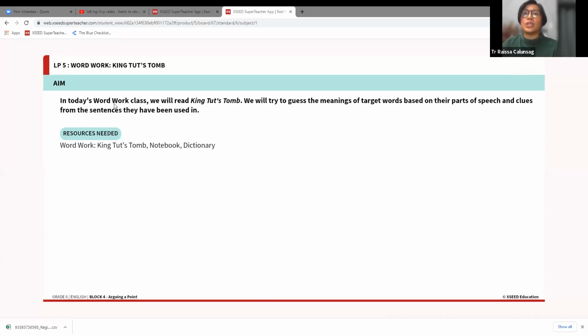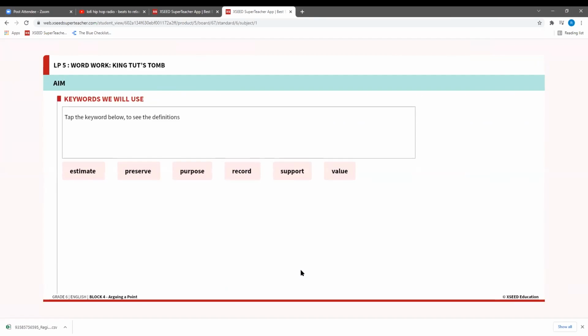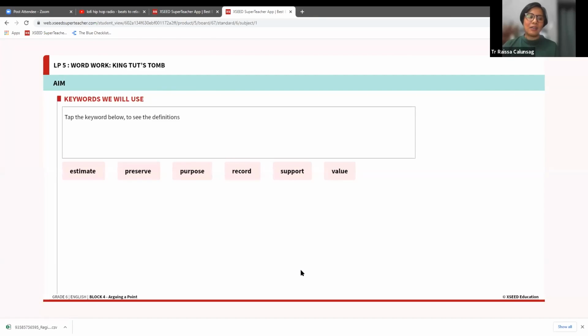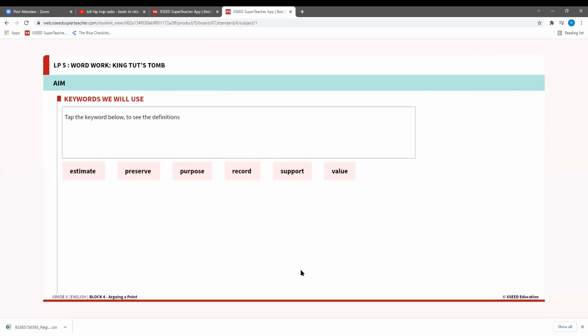We're going to be doing word work. We will be reading something called King Tut's Tomb. We will try to guess meanings of target words based on their parts of speech and the sentence they've been used in. Our first word is estimate. I estimate that I have about 100 to 120 books on my shelf.